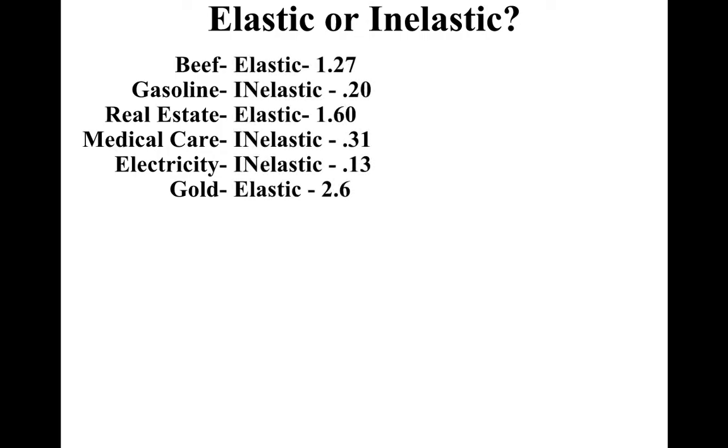So beef is elastic, plenty of substitutes. Gasoline, not a lot of substitutes. Real estate takes lots of time, large portion of income. It's elastic. Medical care, there's no replacement for that, right? Electricity, similar. There's very few replacements. In gold, lots of replacements. So there's elastic and inelastic.